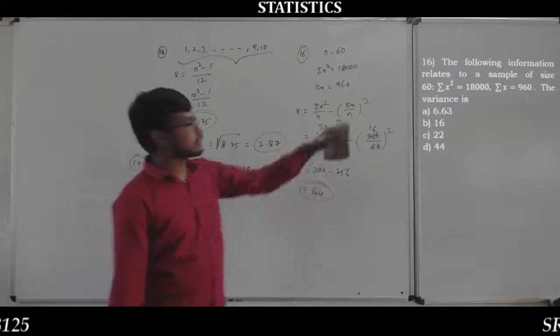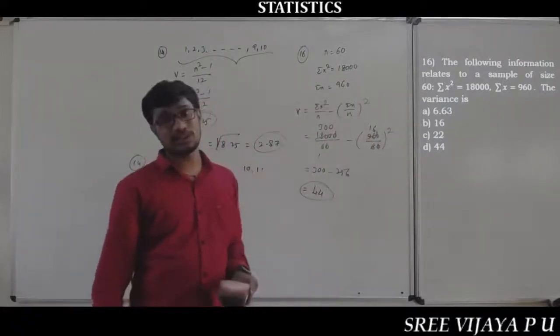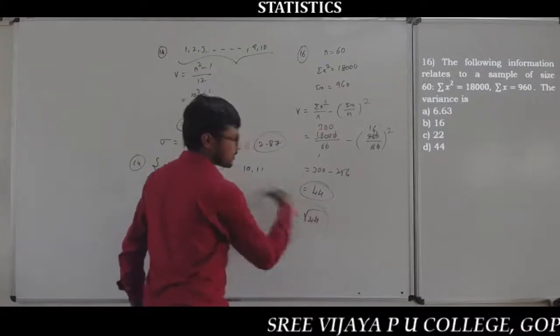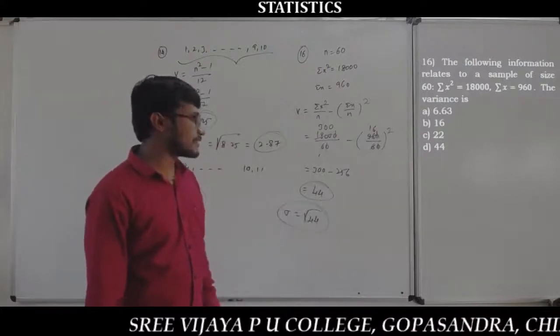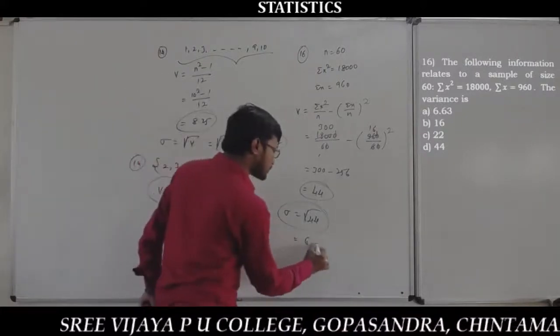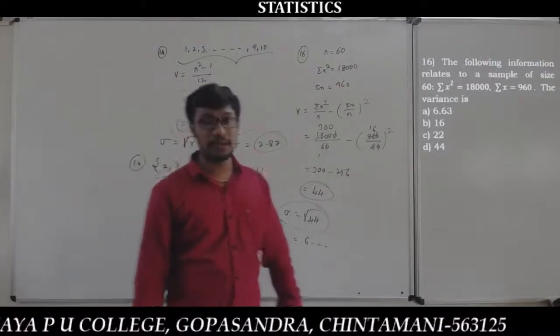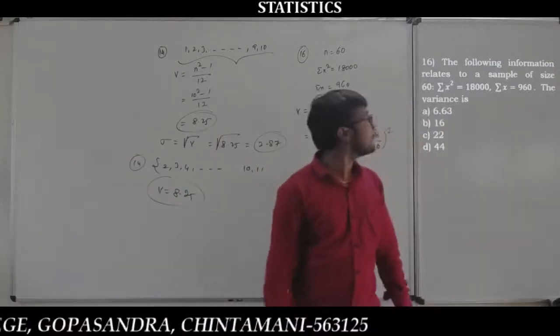So we are just taking the values and substituting in the formula. Suppose in this question they asked for the standard deviation. Then standard deviation is the square root of variance, that is the square root of 44. This is approximately 6 point something, since 7 times 7 is 49. So this is how you can find the variance using the given data. Got it? Next one.